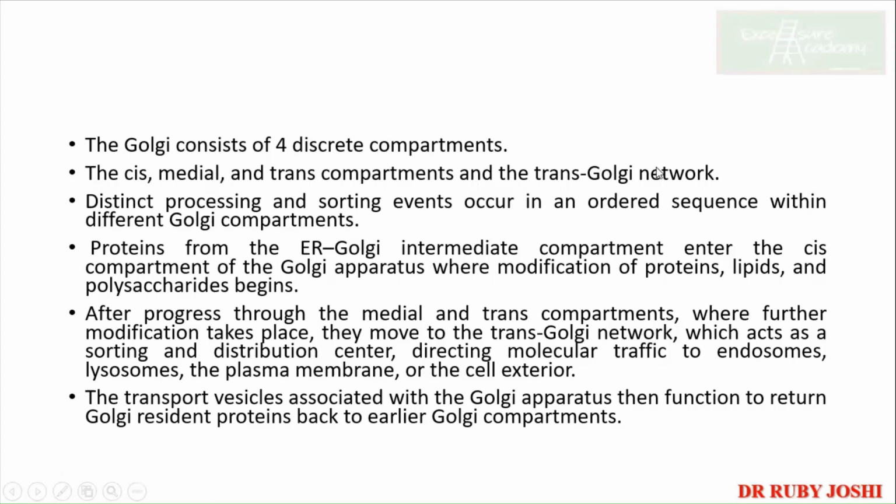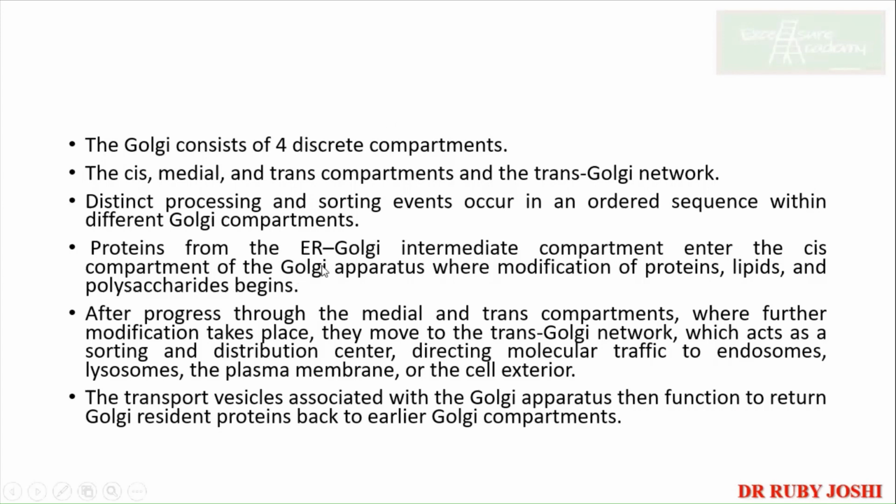Now, what is important here is the sequence it follows. Suppose by mistake a protein carried in the vesicle from the ER, instead of joining the cis region, goes towards the trans. What will happen? Golgi is meant for modification, so that protein will be unmodified, and it will not be completely functional. Hence that protein will be targeted for degradation. So this ordered sequence is very, very important for each protein to pass through.